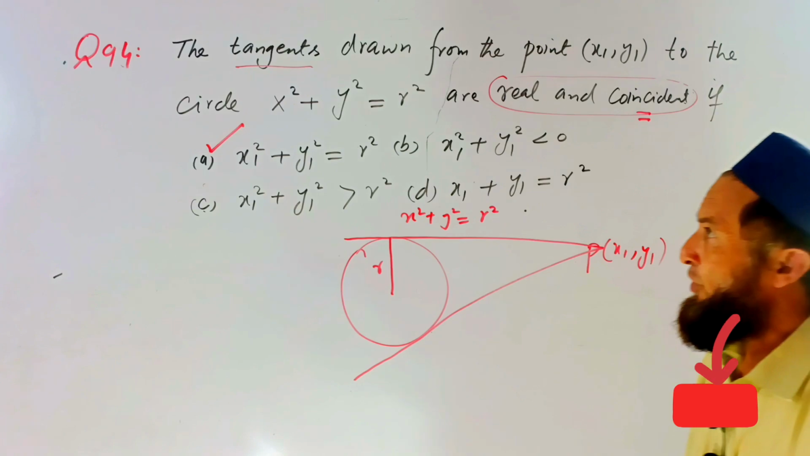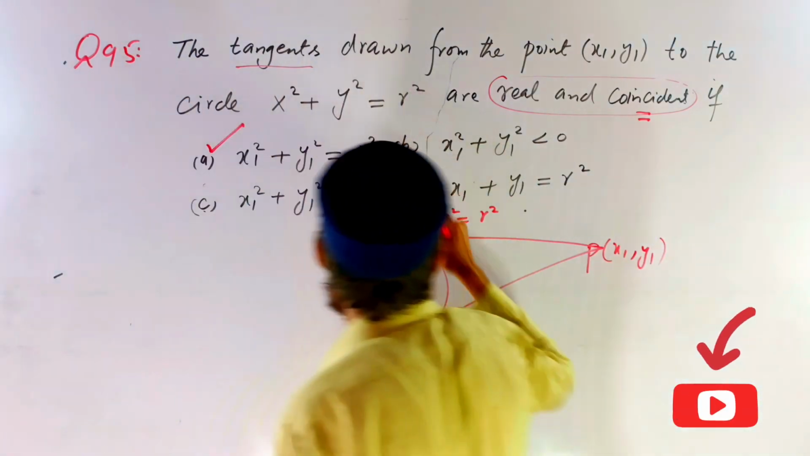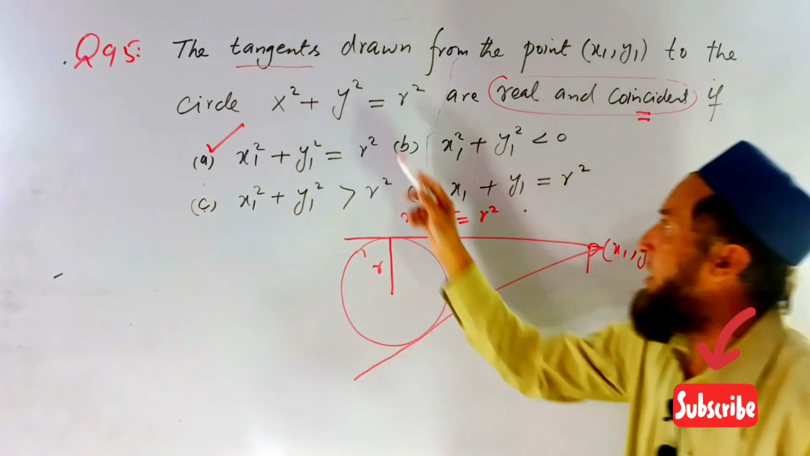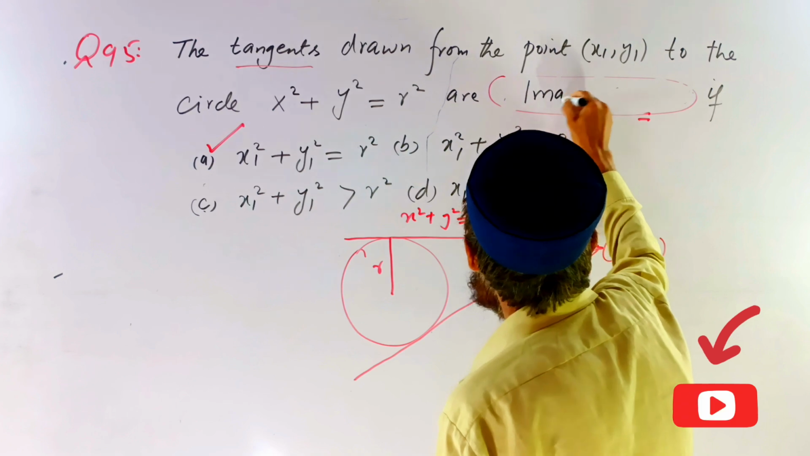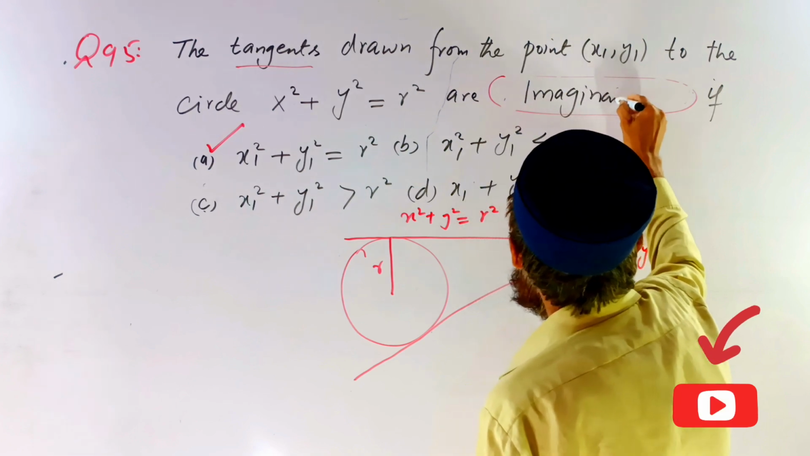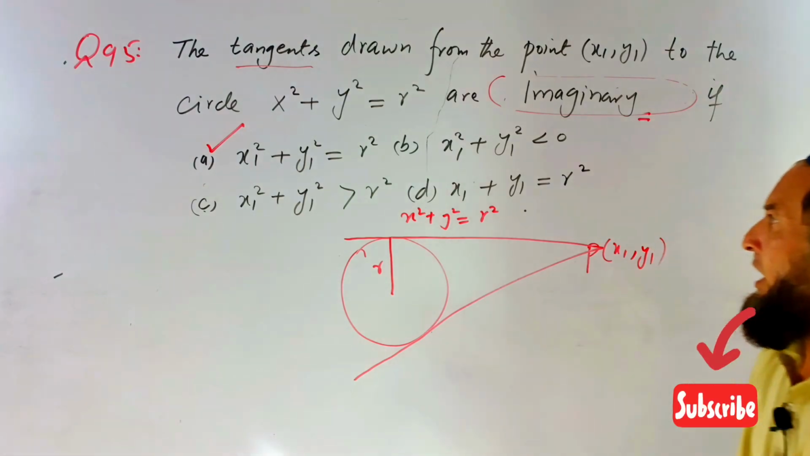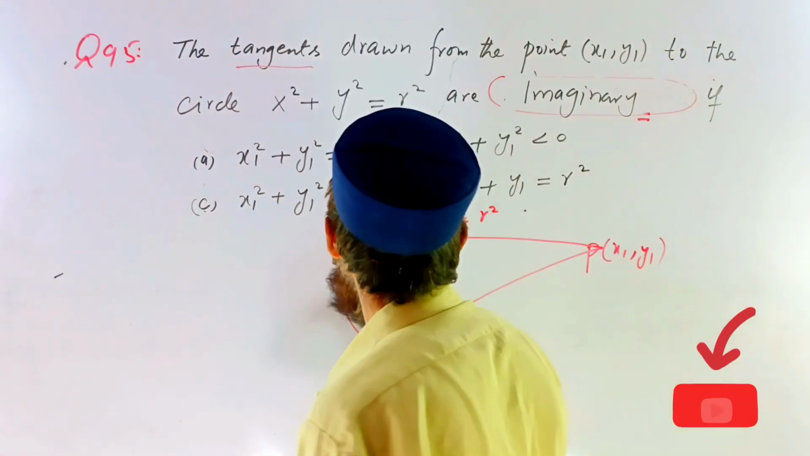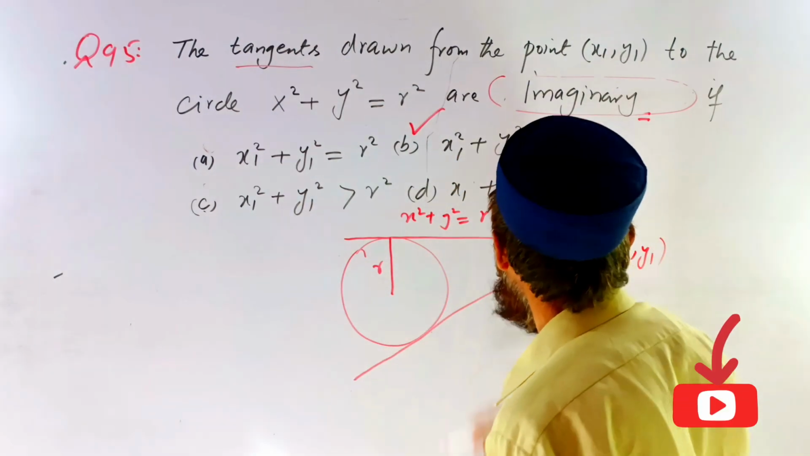Now if we change the question again, tangents drawn from the point to the circle x square plus y square is equal to r square, and in the case of imaginary tangents we are using x1 square plus y1 square less than r square. We are using option D as the correct option.